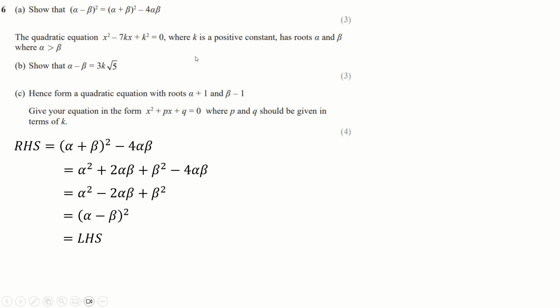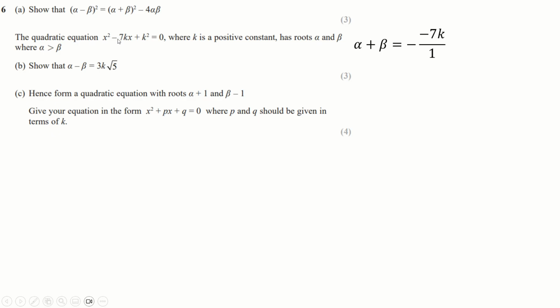So therefore, alpha plus beta is minus 7 over 1, because you always use the minus here when you're adding the two roots, and then alpha times beta is just k squared over 1, which is just k squared. Of course, this simplifies to 7k, this simplifies to k squared. Show alpha minus beta as this. We can just use this formula they told us about.